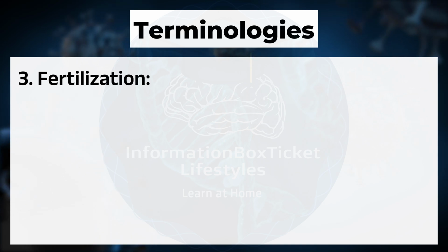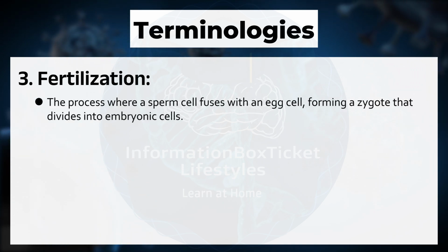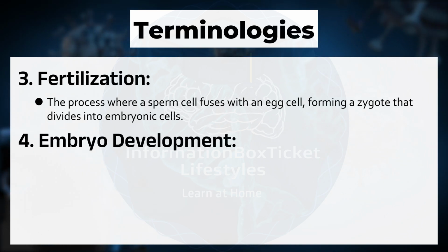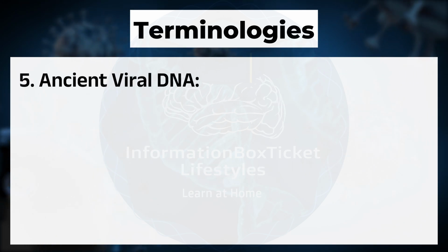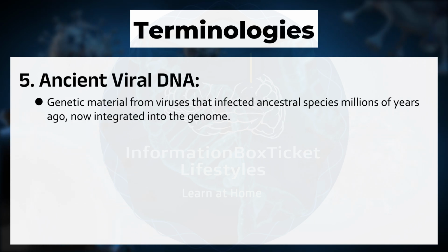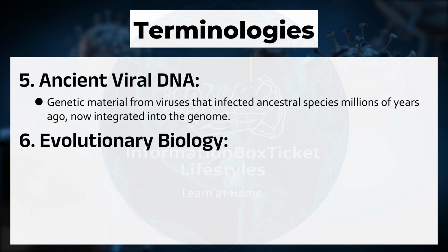Third, fertilization: the process where a sperm cell fuses with an egg cell, forming a zygote that divides into embryonic cells. Fourth, embryo development: a rapid cellular division process, post-fertilization, during which TEs are reactivated and influence the fate of the developing cells. Fifth, ancient viral DNA: genetic material from viruses that infected ancestral species millions of years ago, now integrated into the genome.